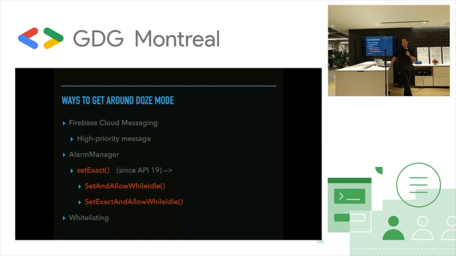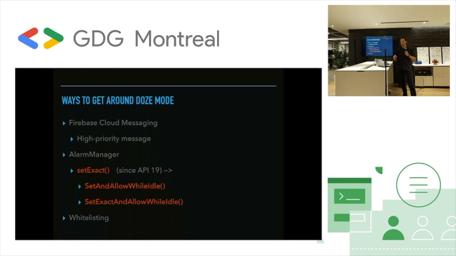Now, Alarm Manager has had this method called setExact since API 19. And when Doze mode came out, they gave us a few other methods to work with. I like the setExact and allow while idle. It behaves as you would expect Alarm Manager to behave. It triggers at exactly the right time. But remember, with Alarm Manager, you have no network access.